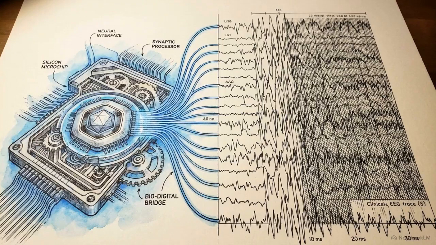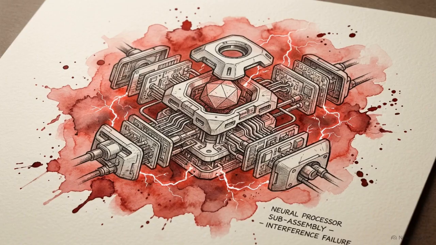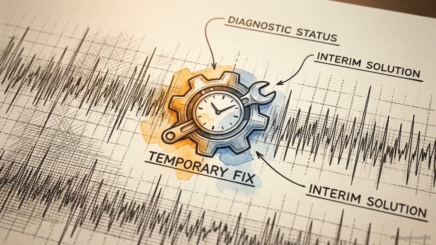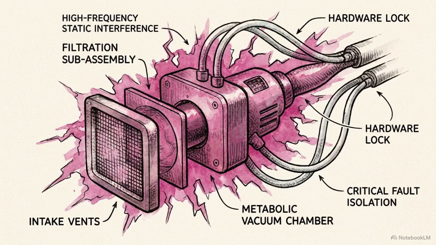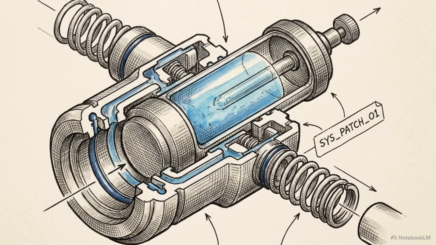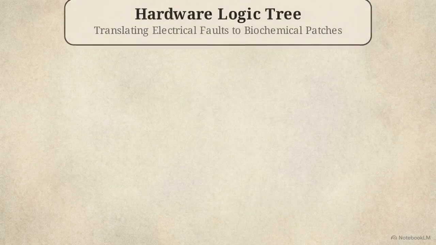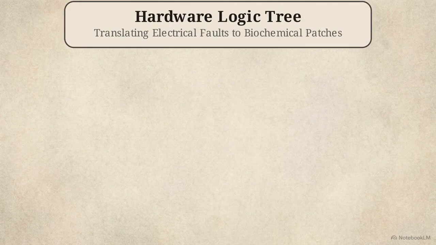The strict alignment between engineering theory and clinical EEG data leads to a singular conclusion. The physical hardware is intact, but the signal environment operating within it is deeply compromised. These EEG anomalies are not permanent traits. They are diagnostic trouble codes, and each code dictates a highly specific intervention to clear the bus. To resolve the high-frequency gamma static caused by node 2 vacuum failure, we apply the first module of the technical stack. This hardware logic tree translates the electrical fault into a biochemical patch.